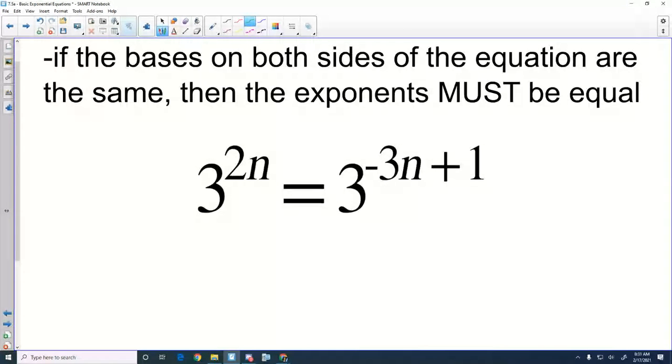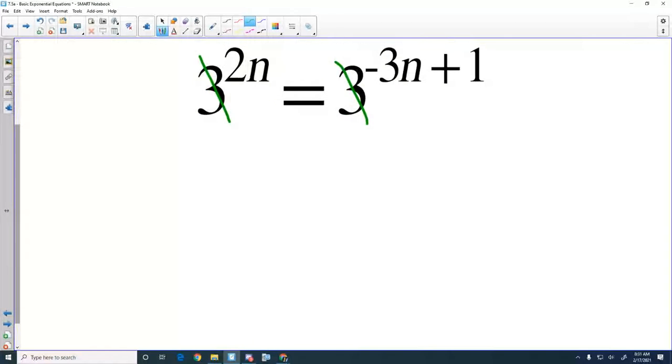So what we can do if we have the same bases, kind of like our log equations we did yesterday, when you had the same log on each side, you can cancel out the logs. Here, if you have an exponential equation with the same base on the left and the same base on the right, you can just ignore the base and say, well, then this 2n, that exponent on the left, is going to have to be equal to negative 3n plus 1, because both of those 3's would have to be raised to the same power.